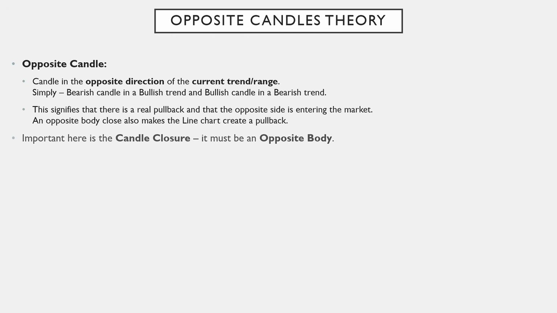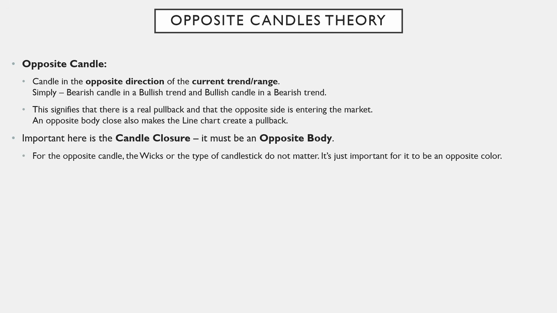Now, the important part here is once again the candle closure. It must be an opposite body. And by now you pretty much know the candle anatomy. A candle closure, you have the open and the close, and that should be opposite to the trend that we currently have. When it comes to wicks, or the type of candlestick, how exactly it looks, for the valid range theory it does not matter. What truly matters is that it is of an opposite color, which also means that dojis don't count. It must be either a bearish candle in a bullish market or a bullish candle in a bearish market.